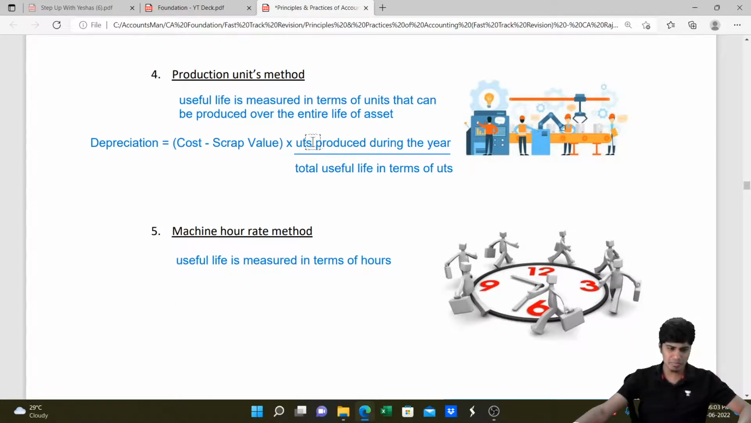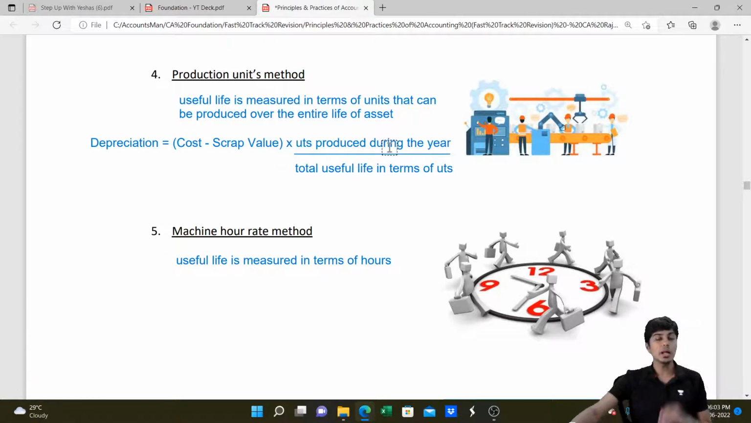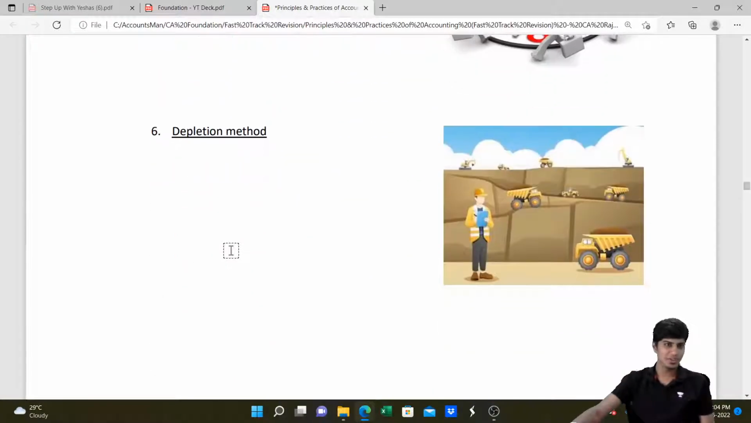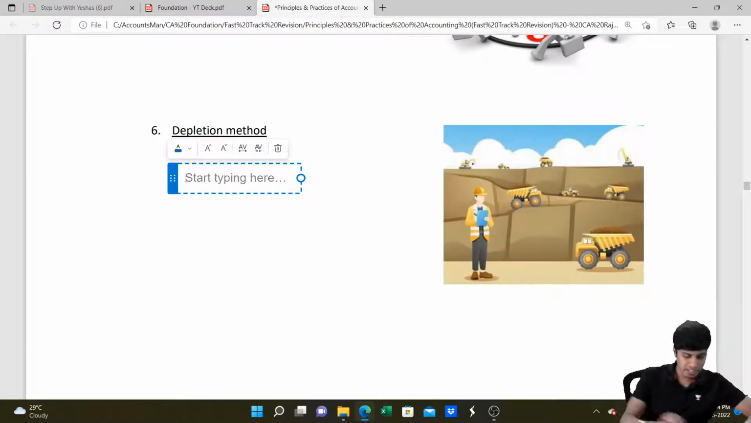Under this method, it is the same thing as what we did here. The only difference is we do depreciation equals cost minus scrap value. In the numerator, instead of taking units produced during the year, I'll take machine hours run during the year. And in the denominator, instead of taking total useful life in terms of units, I'll take total useful life in terms of machine hours, and that will give me depreciation under the machine hour rate method. Got it? You would be using this more often in costing at CA Inter level and CA Final level, but however it works well.